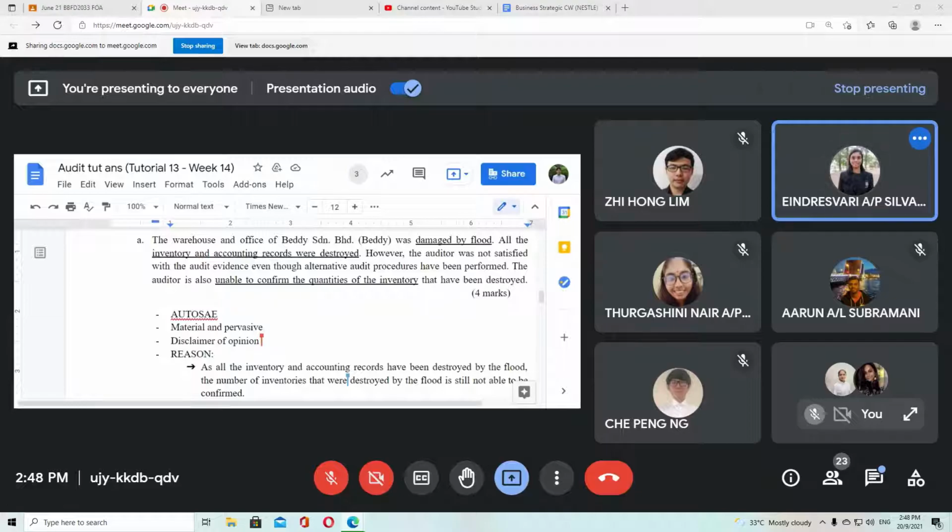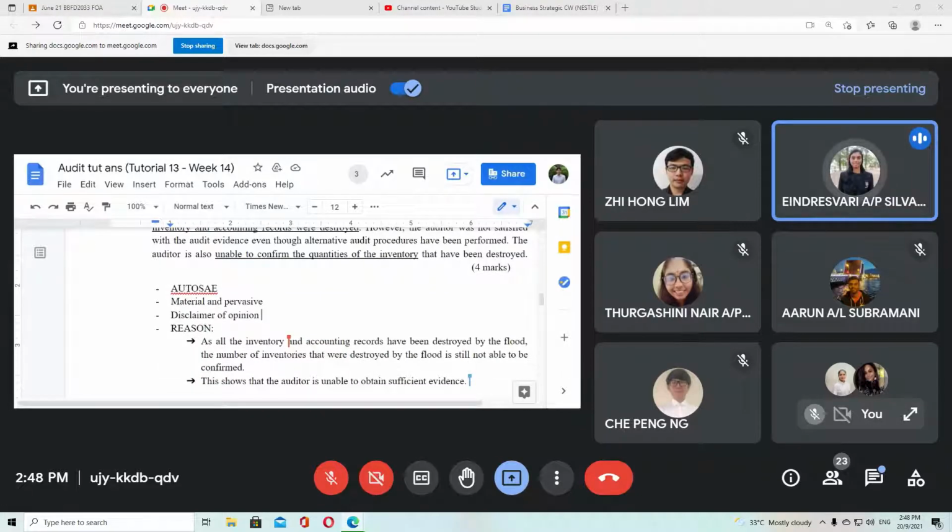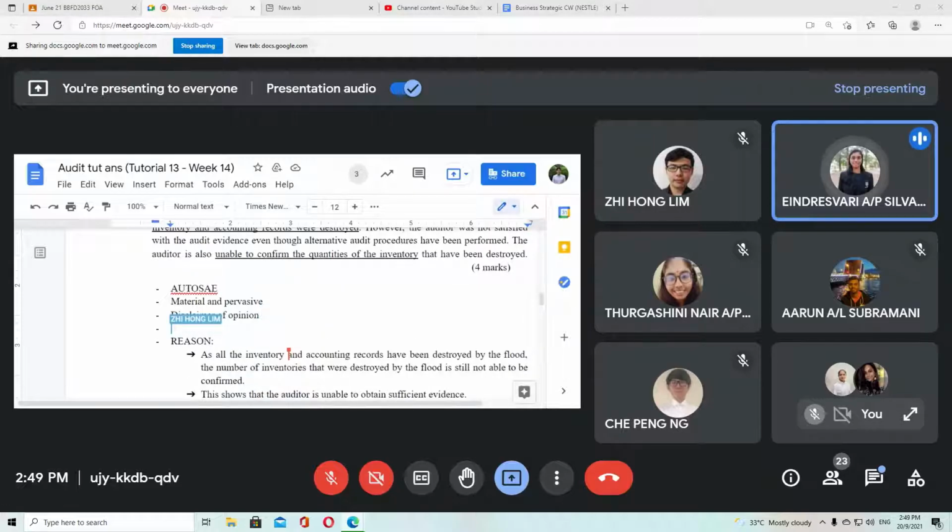The reason part, you will need another additional paragraph, named basis for disclaimer of opinion, and explain the reason inside that. Where is your basis for disclaimer of opinion? After disclaimer of opinion, you will have the basis for disclaimer of opinion paragraph. The explanation will be the one below. Beside disclaimer of opinion, what should you type?